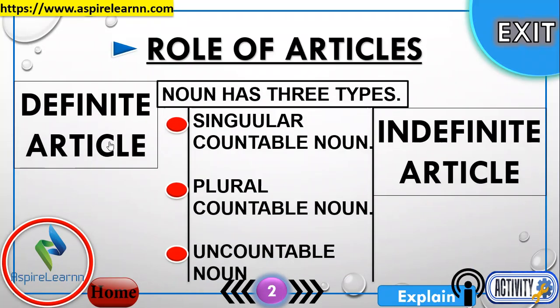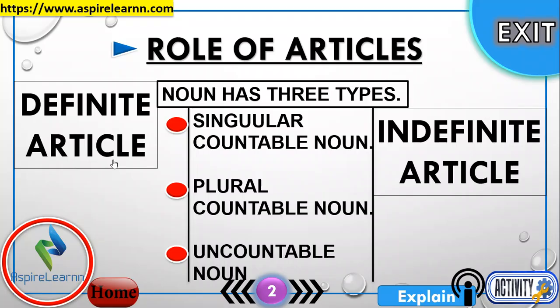1. Types of nouns. Nouns are categorized into 3 types. Singular countable noun, e.g., a cat, an apple. Plural countable noun, e.g., cats, apples. Uncountable noun, e.g., water, rice.